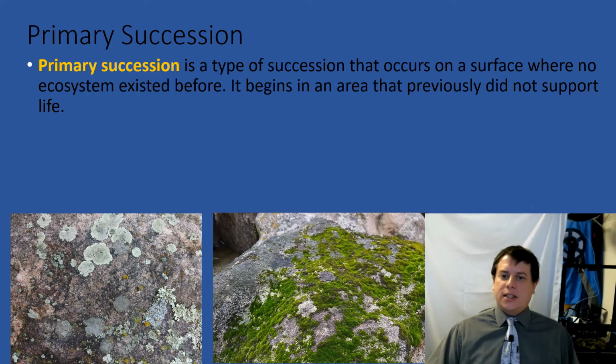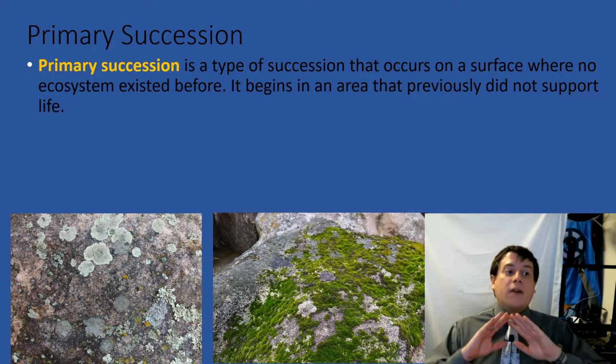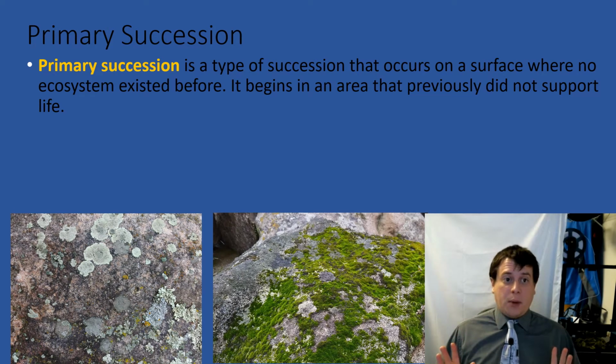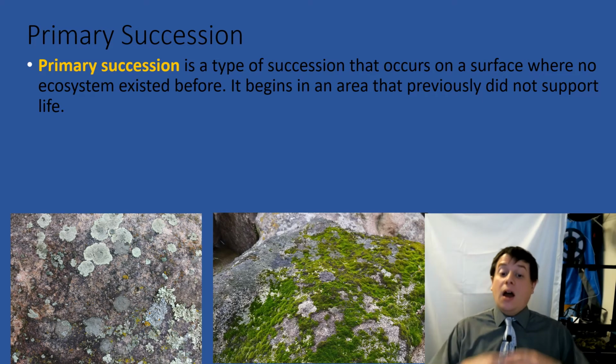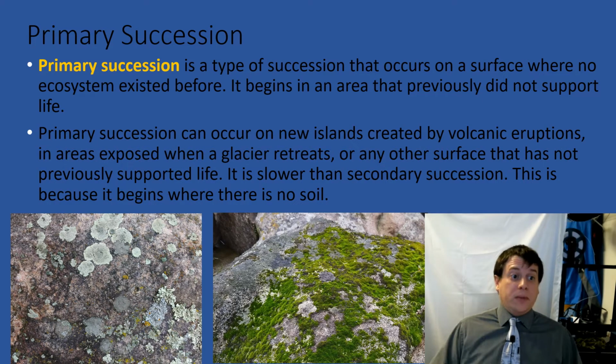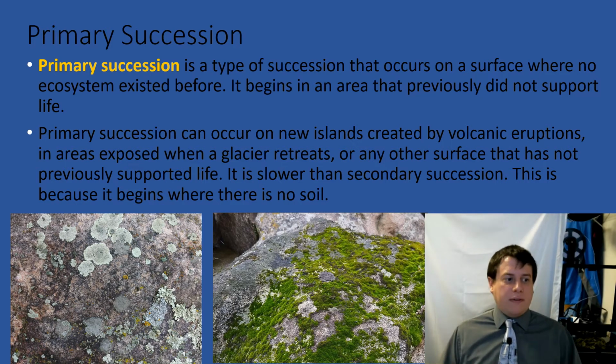Primary succession is the type of succession that happens when you have no ecosystem that started out beforehand. It begins in an area that previously did not support any life. Like, for example, new islands created by volcanic eruptions, or areas exposed with a glacier retreat, or any other surface that has not previously supported life. This is because there's no soil. All right, so all you have are bare rocks.